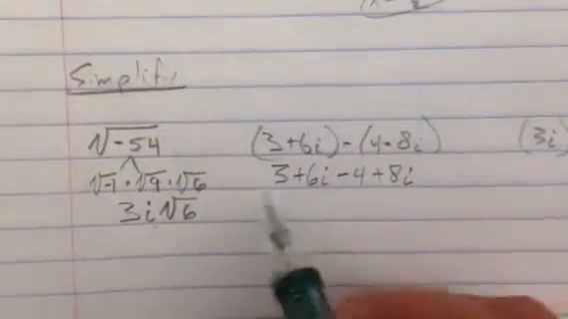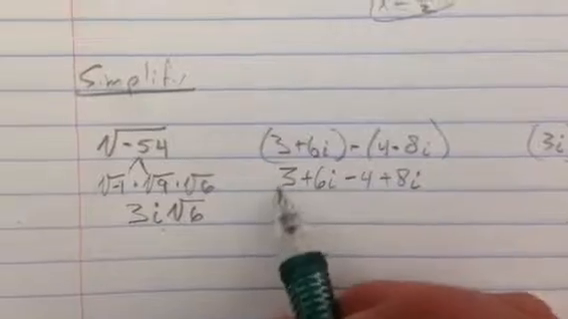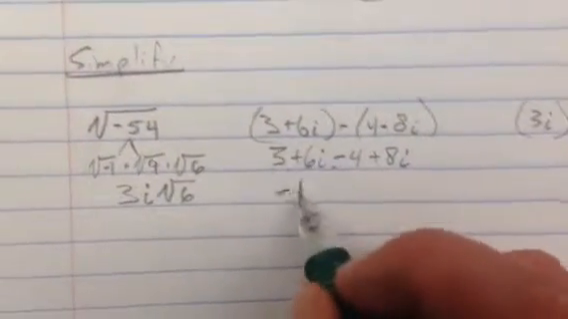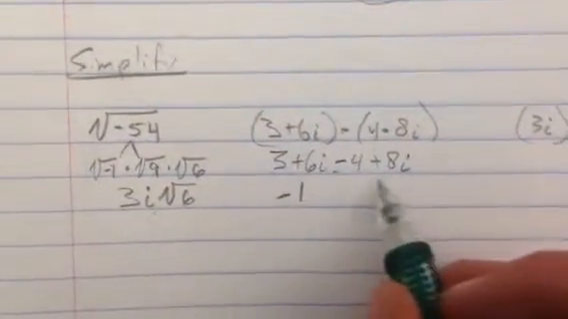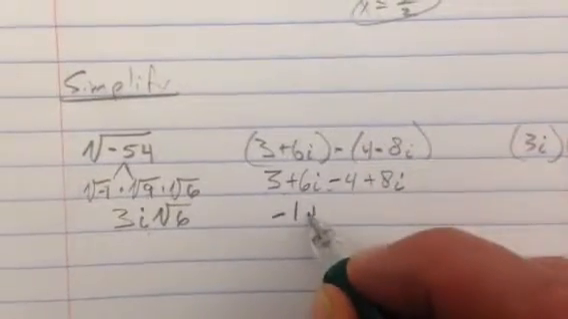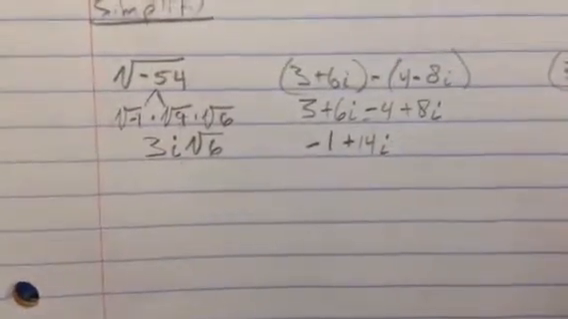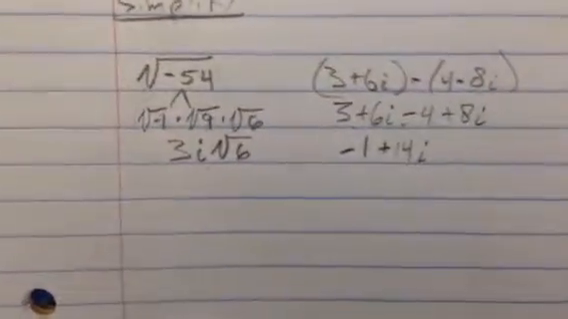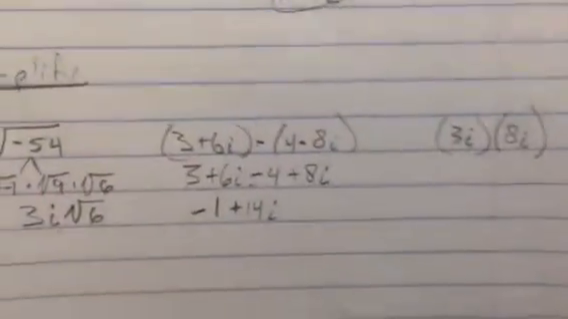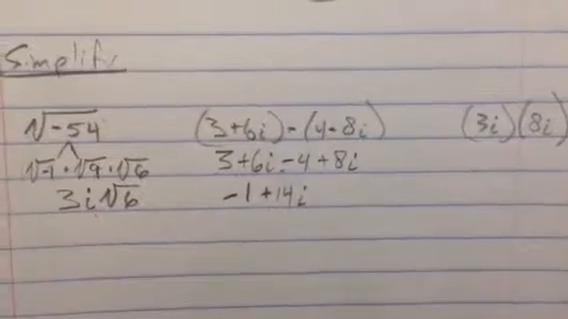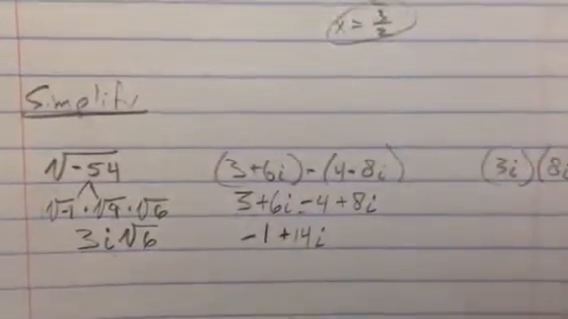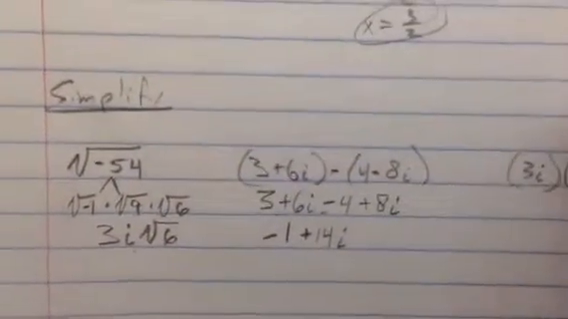So now I have 3 minus 4 will be negative 1. And 6i and 8i, that's going to be a total of 14 i's. Alright? And that's how you would simplify that second one. Alright, so the i has the same properties as a variable, and you just combine like terms.